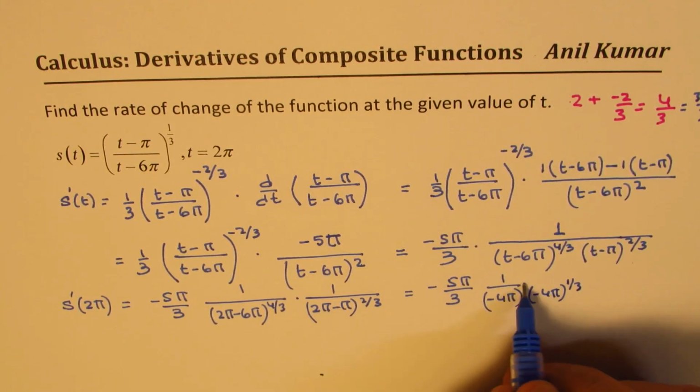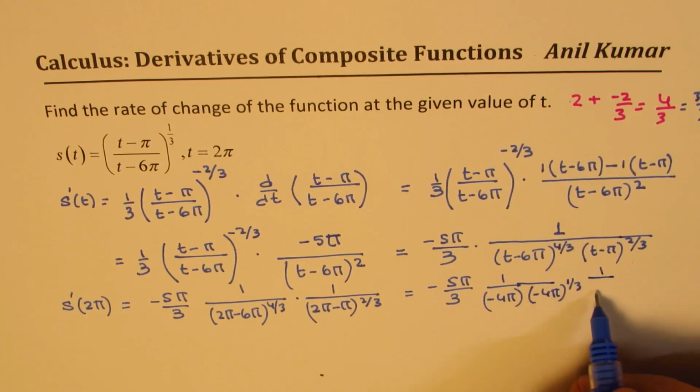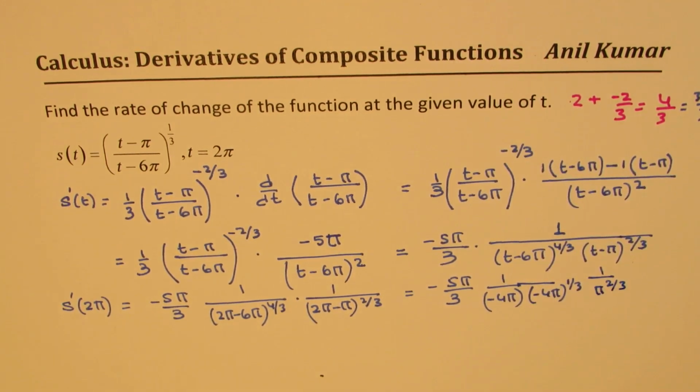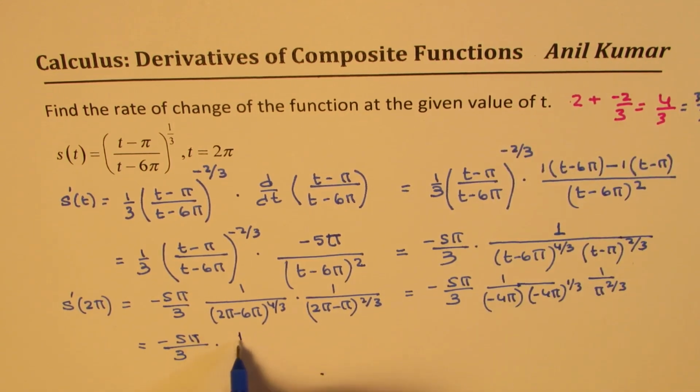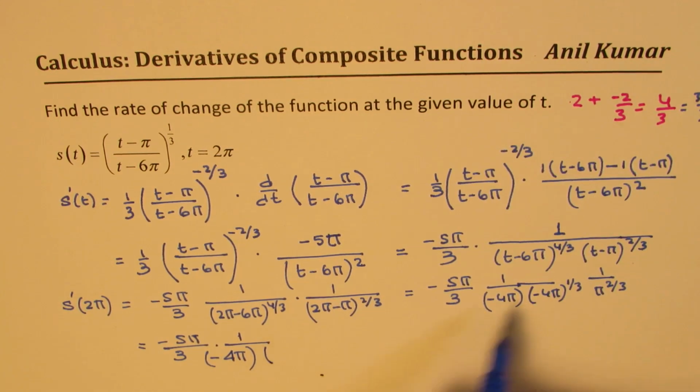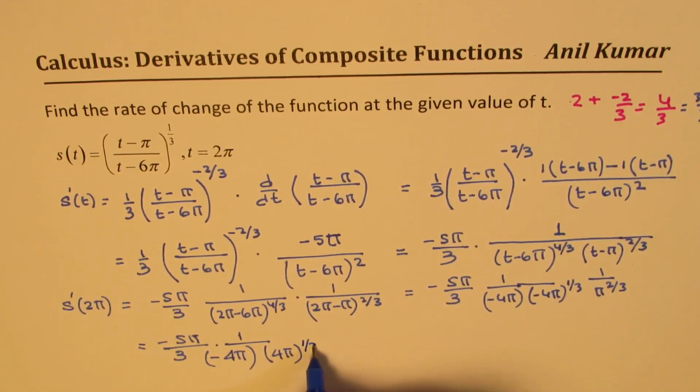This is pi. So let's write this as 1 over pi to the power of 2 over 3. Is that clear to you? So we get here minus 5 pi over 3, 1 over minus 4 pi, and this minus 4 pi, we could take the minus outside. We could take this minus outside also, but for the time being we'll rewrite this as such itself, and we have pi to the power of 2 over 3. Okay, we just rewrote this.